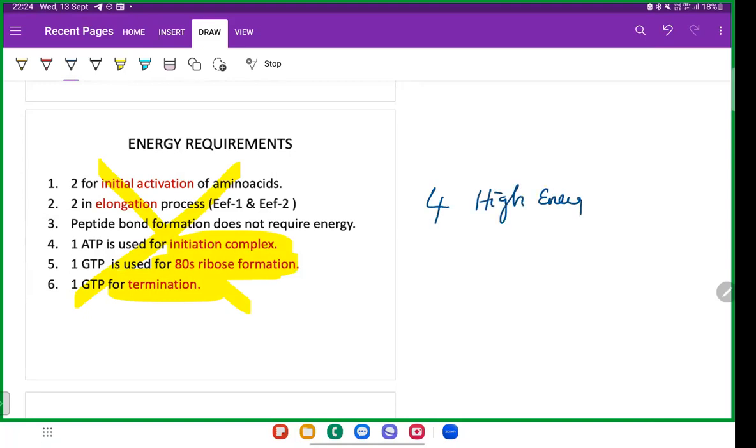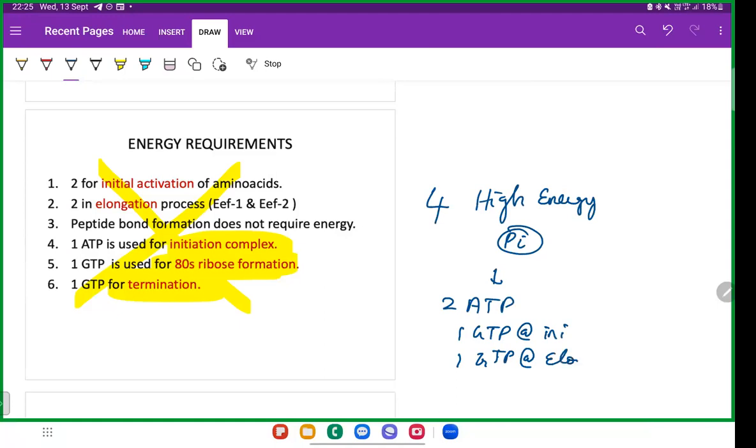peptide bond, 4 high energy phosphate bonds. They are going to be obtained 2 from your ATP, 1 from your GTP at the initiation phase, and 1 GTP at the elongation phase. Earlier the concept was that one GTP is used for termination, but now that termination GTP is not used. So that's what I want you all to remember.